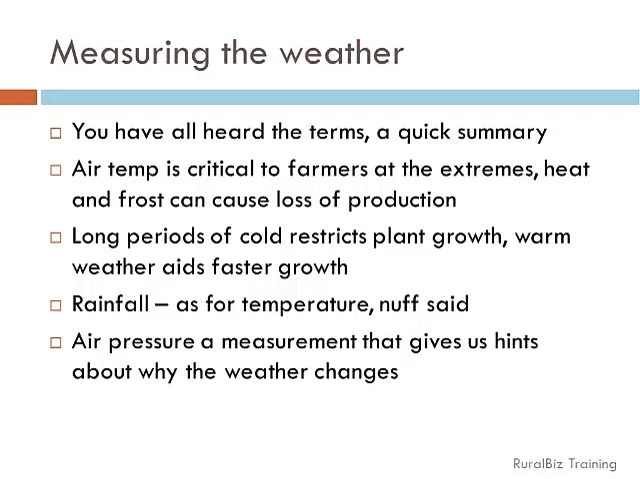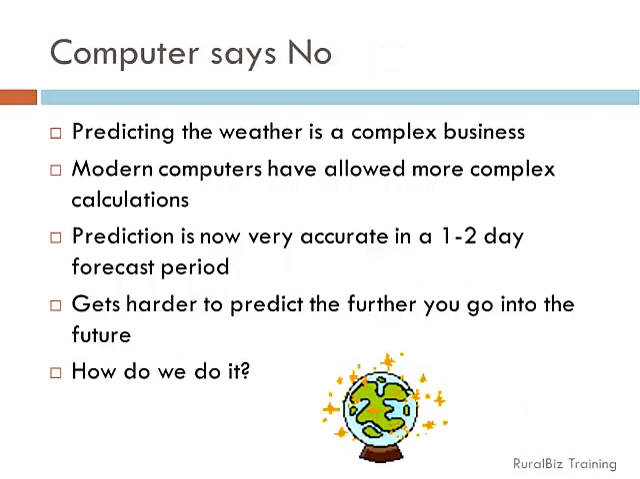Rainfall, well, that's a bit like temperature. Long periods of dry restrict plant growth. Long periods of wet can also restrict plant growth, but when we get just the right amount, well, it aids faster growth. Air pressure is a measurement that gives us hints about why the weather is changing. It's that movement between high pressure and low pressure that gives us hints about why things are changing and perhaps how they might change in the future.